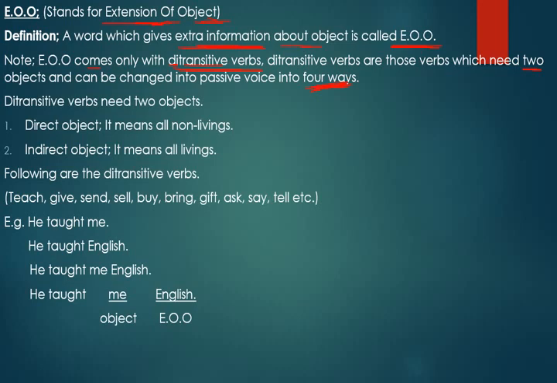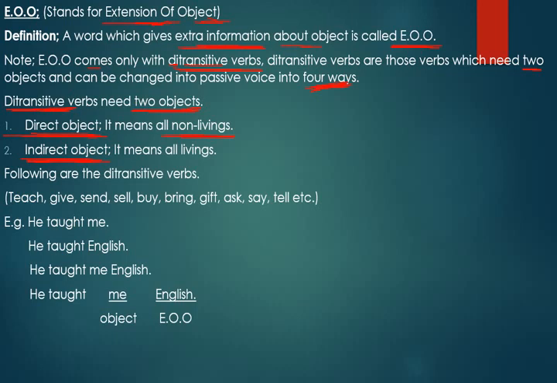Now one example for the ditransitive verbs. Before starting that, let me clear one thing for you. Ditransitive verbs need two objects. One object is known as direct object and the second object is known as indirect object. Try to understand direct and indirect object. Direct object means all non-livings, for example English, book, chair, door, etc. And indirect object means all livings like him, them, etc.